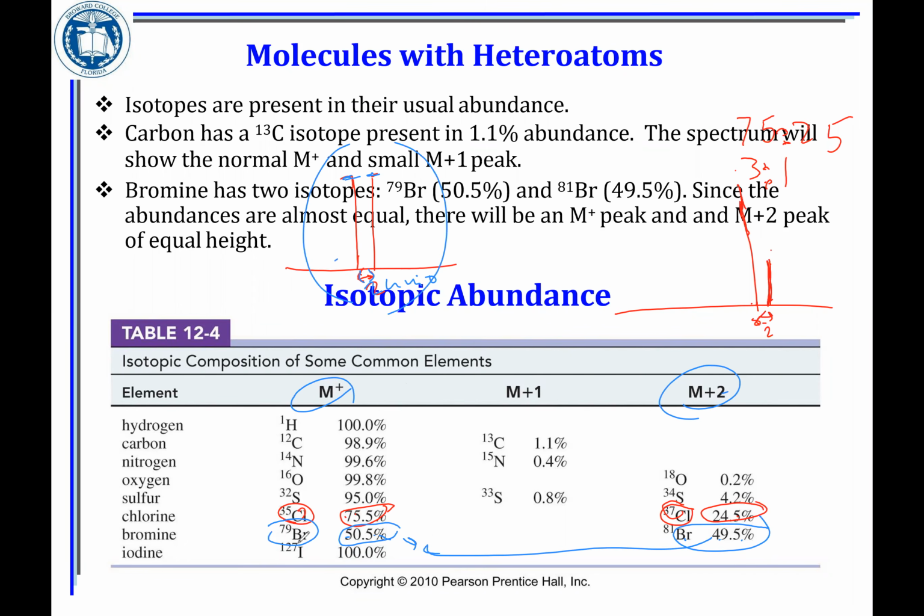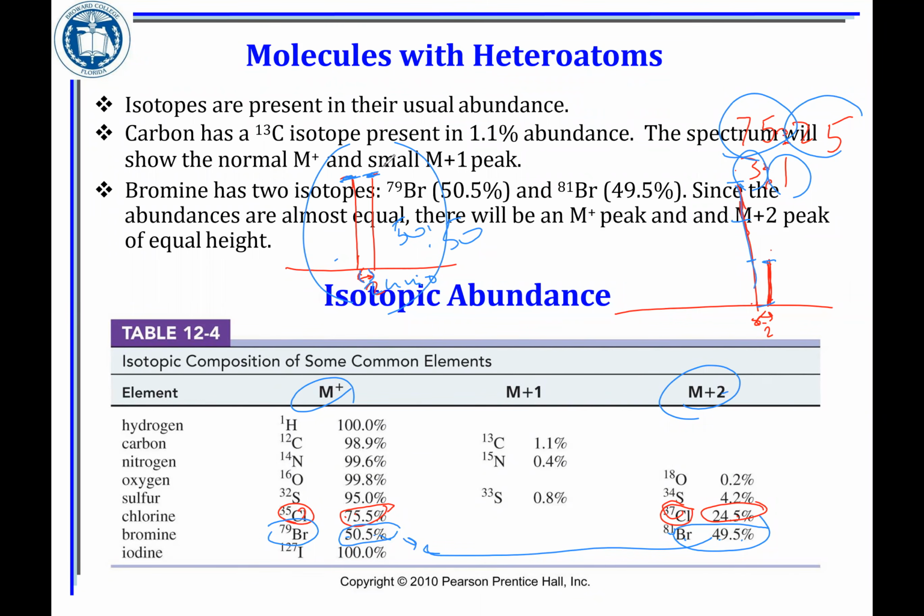For bromine, we have bromine 79 and bromine 81. The height ratio is 1-to-1 or 50-50. So if they are equal, that means it's not chlorine, because for chlorine you have a 75-25 ratio, so the height ratio is going to be 3-to-1. If you have a height ratio of 3-to-1, that means you have chlorine. If it's a 1-to-1 ratio, it's going to be bromine. Those are the most popular ones for your class that you are going to be responsible for.